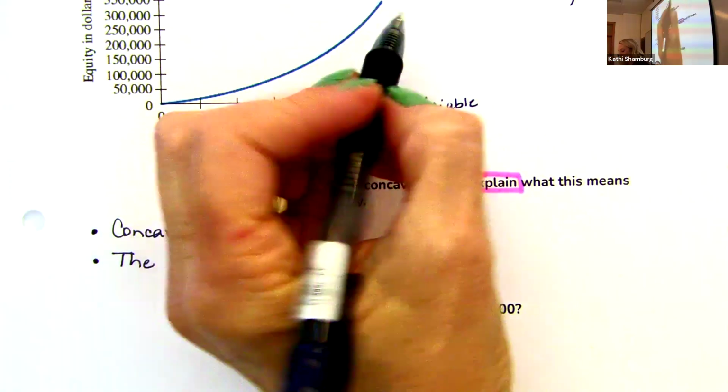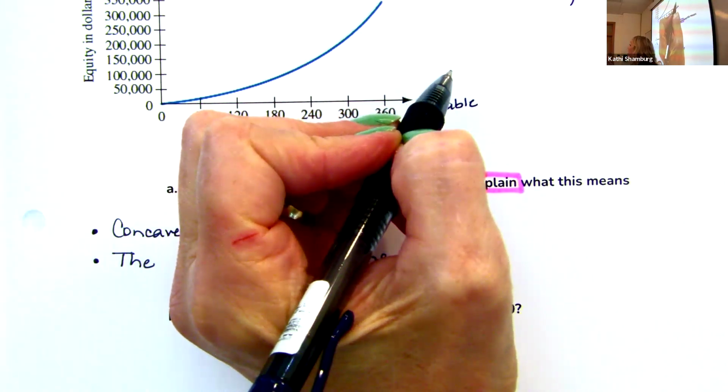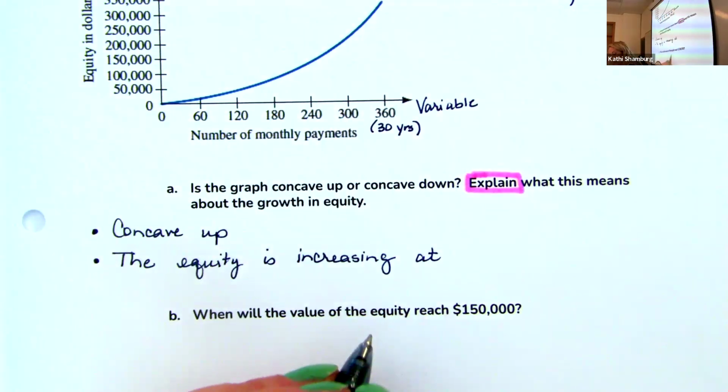It's all about what's going on here at the end. Is it leveling off? If it's leveling off, it's a decreasing rate. If it's not leveling off, it's an increasing rate. So which is this an example of? Increasing.